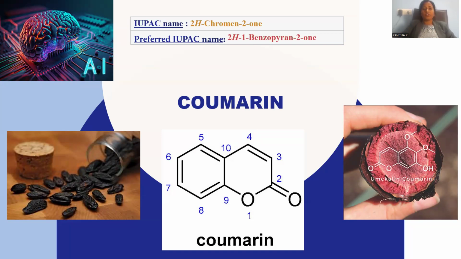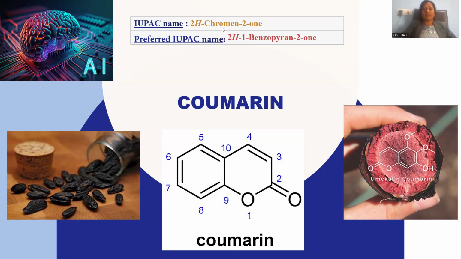The session is going to cover the heterocyclic compound called coumarin. Coumarin is a kind of benzo-fused pyrone. Its IUPAC nomenclature is provided for your kind reference. 2H-chromen-2-one is the preferred IUPAC name. Another alternative name is also provided.